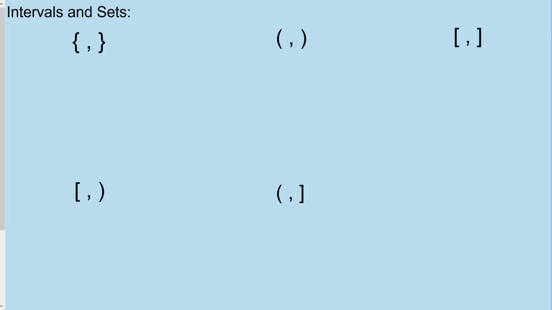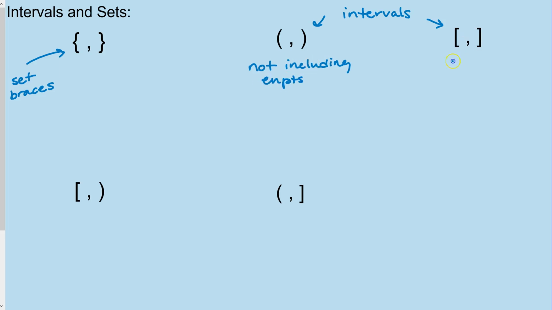Now let's talk about intervals and sets, interval notation and set notation, and you already saw me using these symbols on the last slide. Those are called set braces. So we can put set braces around a set of numbers. When you see round or square brackets, those are used for intervals. If they're round, you're not including the endpoints. And if they're square, you are including the endpoints.